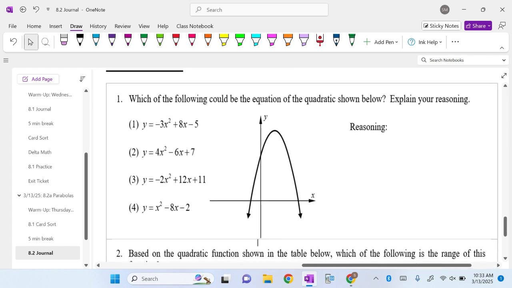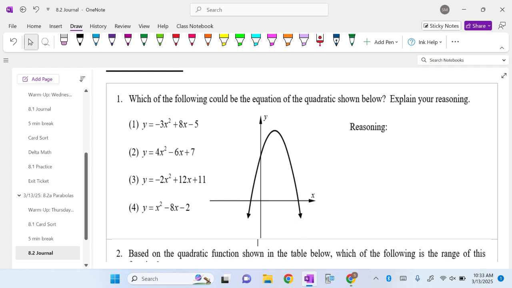So example 1, they gave us a graph of a function and then they gave us 4 options. They want to know which of these could potentially be our function that represents that graph. So let's kind of logic our way through this together. First off, is this graph opening upwards or downwards?